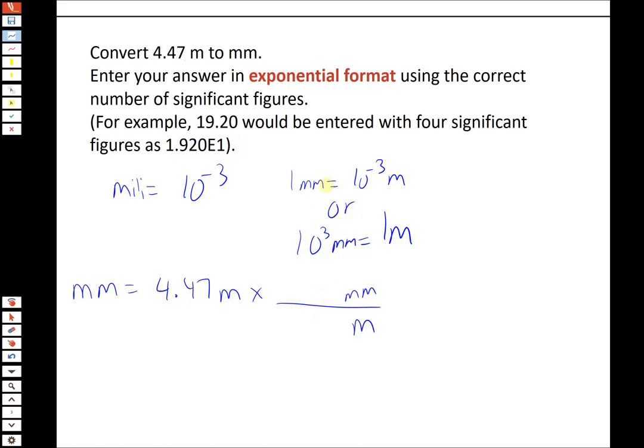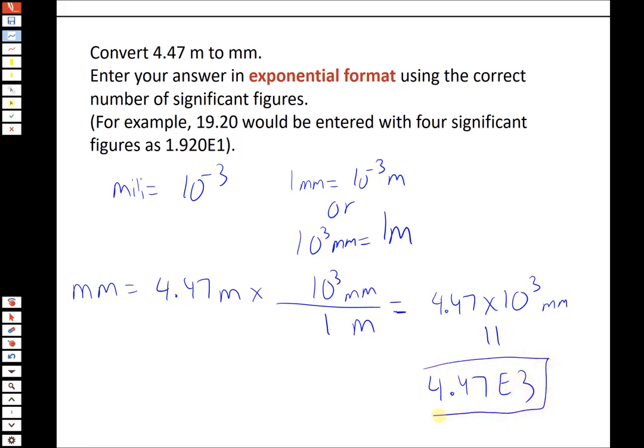And as I said, there's two ways of writing it. The way that I'll typically do it in this class is 10 to the third millimeters per 1 meter. And so what we end up with is 4.47 times 10 to the third millimeters, which in Blackboard will be written as 4.47 E3. Now the other thing it asks for is the correct number of significant figures.